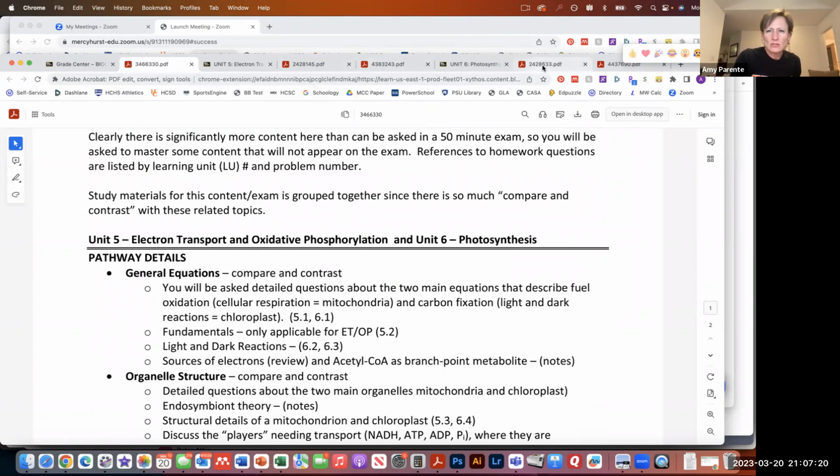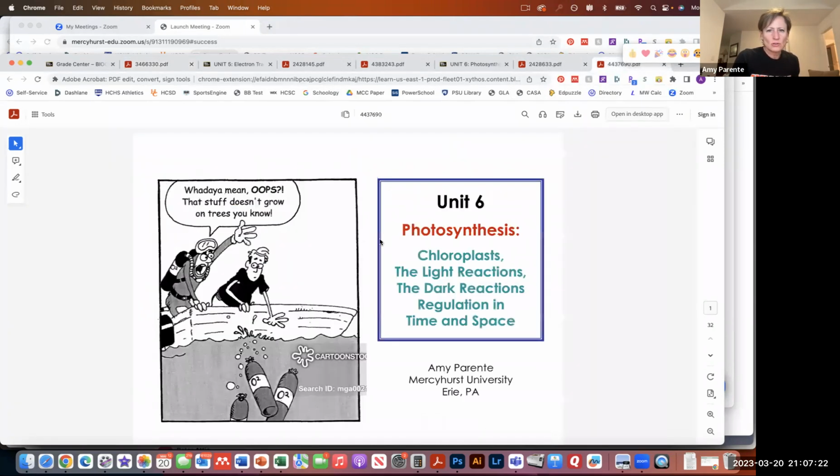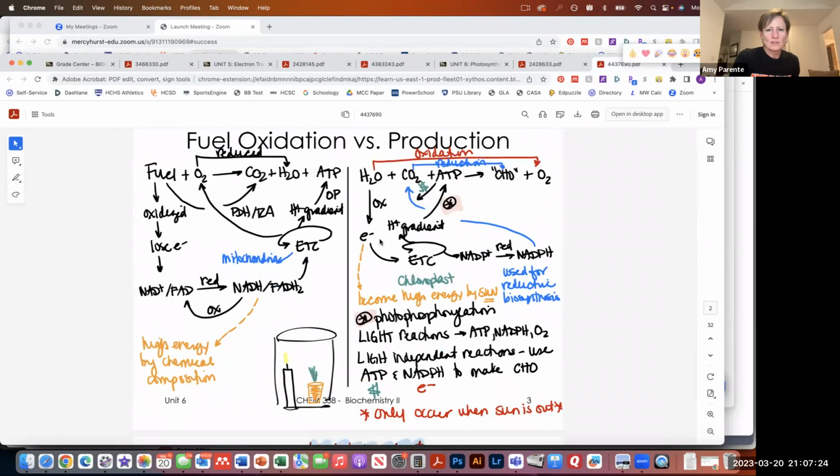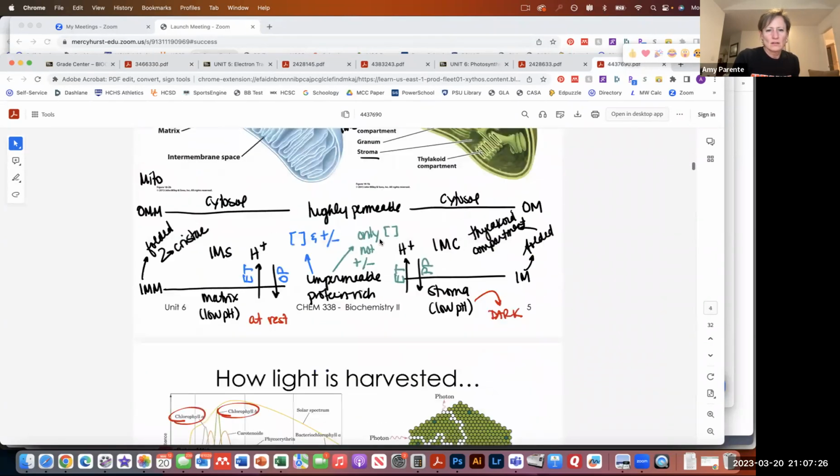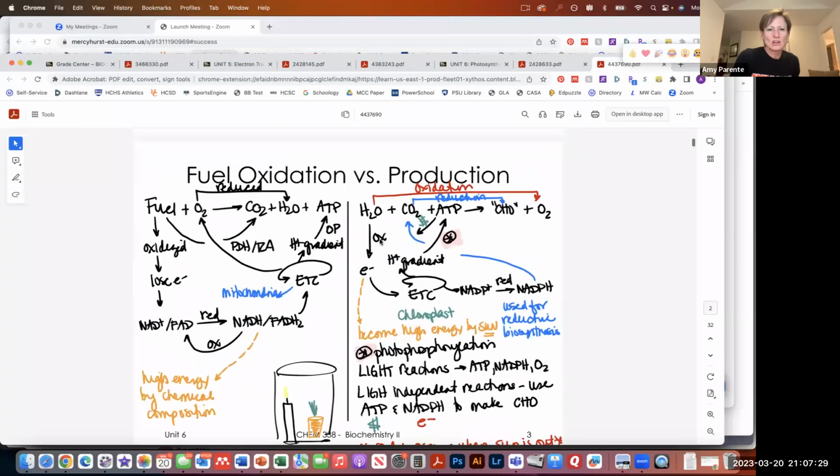And maybe we can do that. Let me go over to, and I guess it's really on here. We do both of them. So this is really the compare and contrast. It shows the mitochondrial fuel oxidation and then the chloroplast fuel production. So that's what that is.